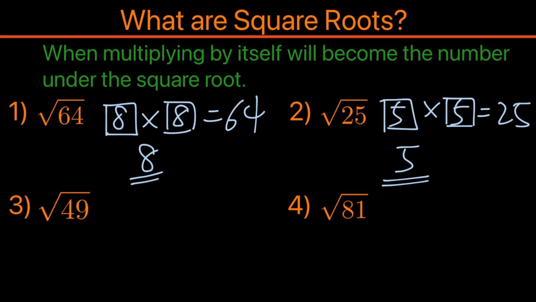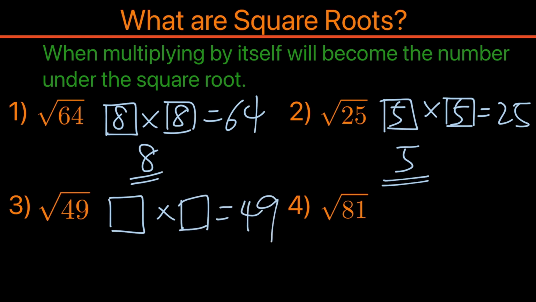Now what about the third example, square root of 49? What same numbers can we place in a box that would give us 49 as the answer? And the answer is 7. 7 times 7 is 49. So the square root of 49 is 7.